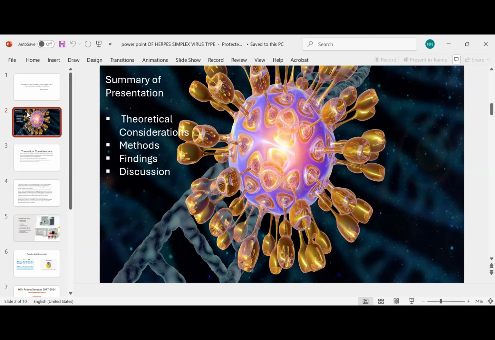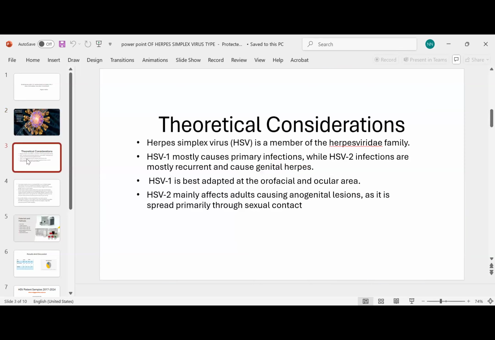The herpes simplex virus is an enveloped DNA virus. Its infection begins with lesions in the skin or mucosa, and replication in epithelial cells, subsequently in the autonomic nerves, and finally it lodges in the neuronal ganglia, where it remains latent. There is scientific evidence that herpes simplex virus 1 mostly causes primary infections, while herpes simplex virus 2 infections are mostly recurrent and cause genital herpes.